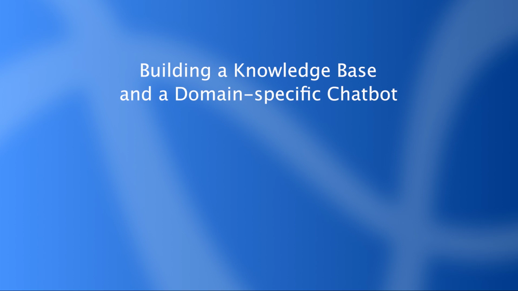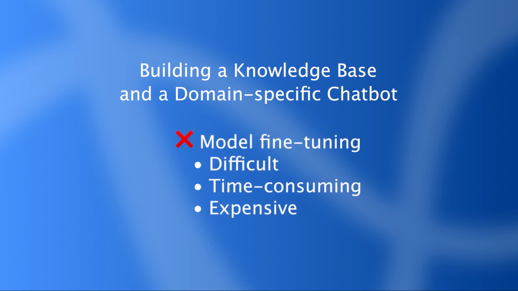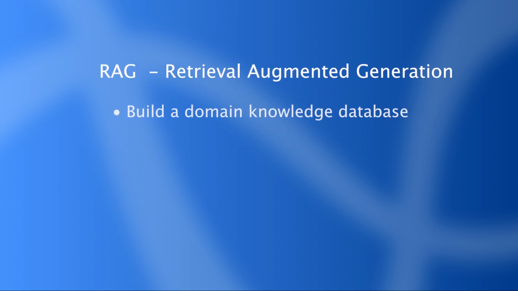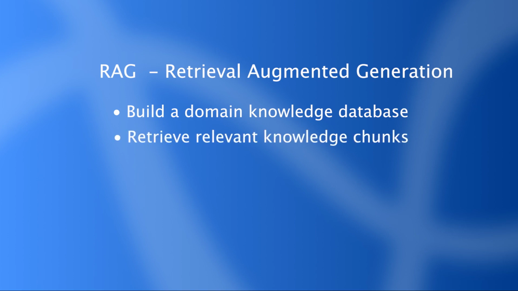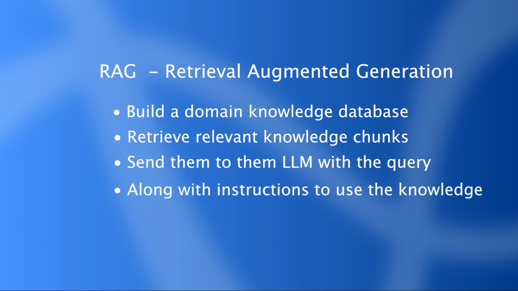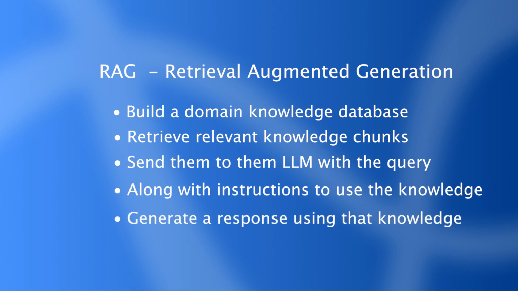of a pre-trained LLM. Rather than do additional training of a model, also known as fine-tuning, which is difficult, time-consuming, and expensive, we will use the well-regarded and economical approach known as RAG, or Retrieval Augmented Generation. The basic idea is to build a database of knowledge about the domain of interest and retrieve items of knowledge from that knowledge database relevant to the user's query and provide those to the LLM along with the user's query and instructions that it analyze the provided knowledge chunks and generate an answer based on that knowledge.